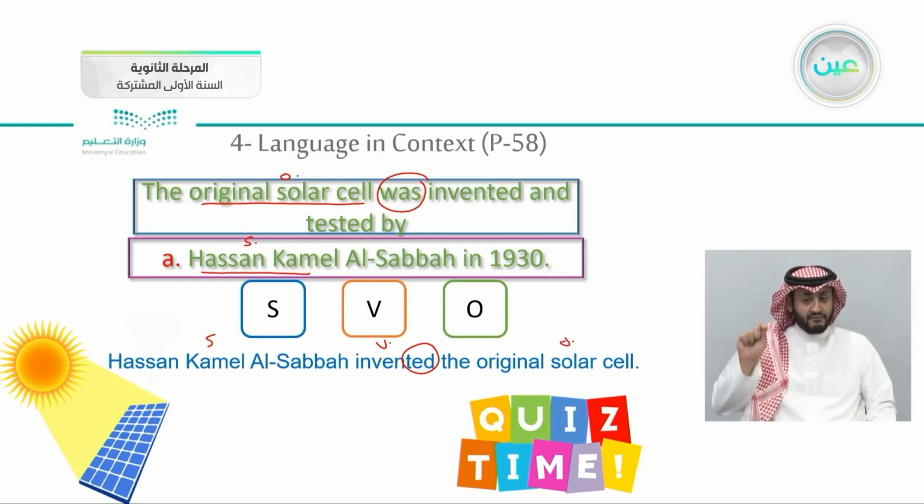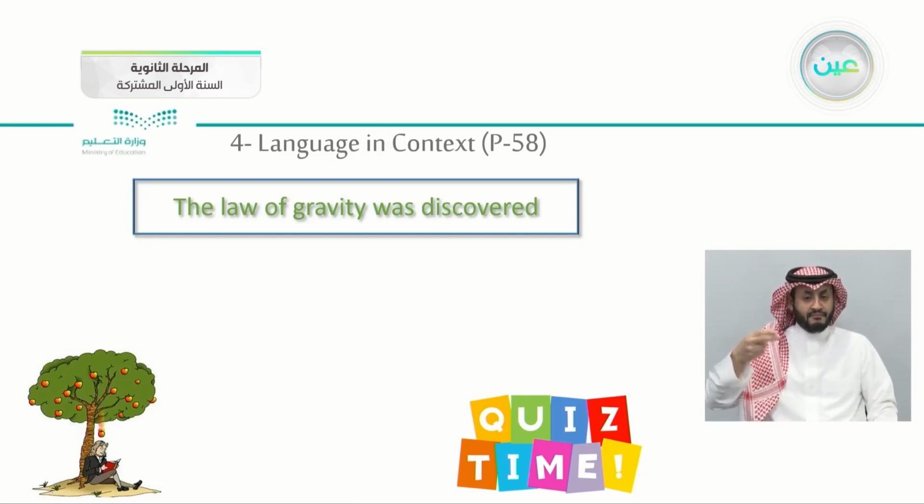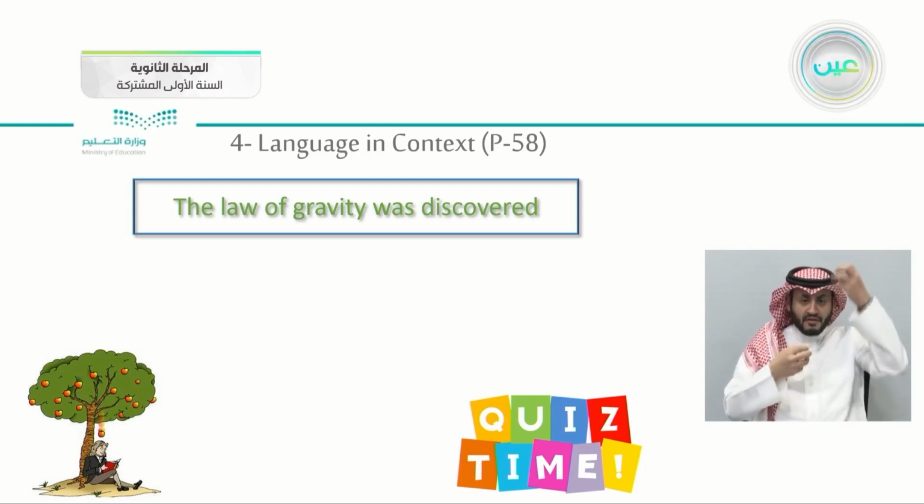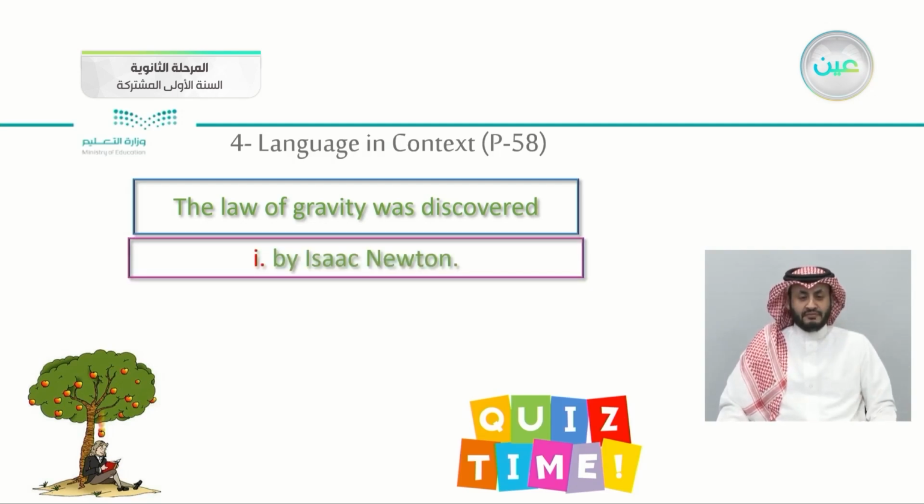He did what? One more. The law of gravity was discovered by whom? Who discovered the law of gravity? He was under the tree, then an apple fell on his head. So it was Isaac Newton. He is the one who did the action to the law of gravity.